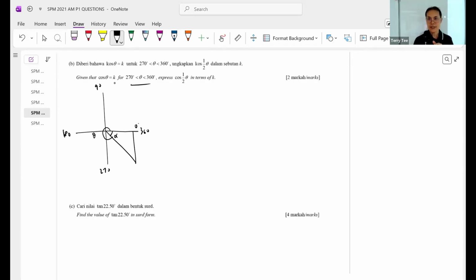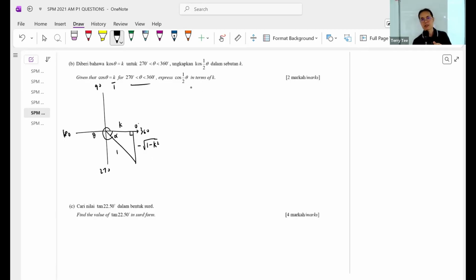Your cos itself is adjacent over hypotenuse. Your adjacent is k, hypotenuse is 1. What's your opposite? Again, we use Pythagoras, 1 squared minus k squared, and the square root. However, you need to put a negative here. Why must I put a negative? Because it's below the x-axis. Below the x-axis, your y value is negative. So you need to add in a negative.